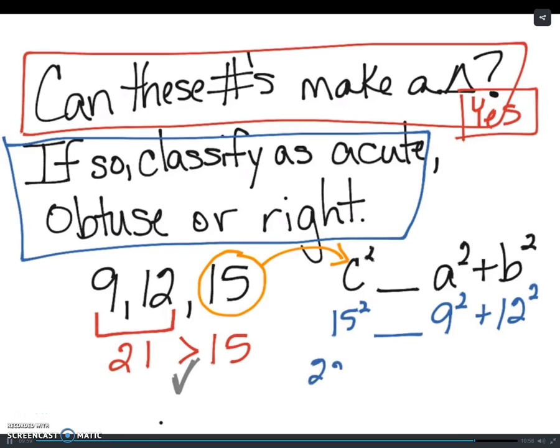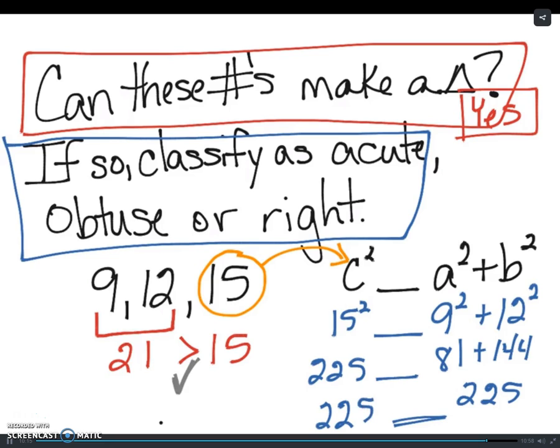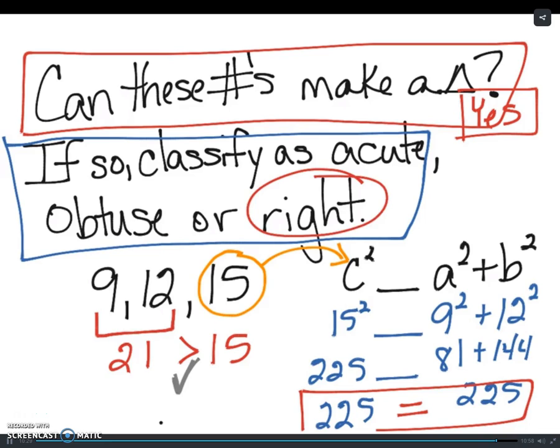And then we square them. So we get 225 here, blank. We have 81 and 144, and when we add up 81 and 144, we get 225 on this side. Okay? So what symbol would need to go here in between these two numbers? They are exactly the same, right? So our answer is they would have to have an equal sign. Okay? That would mean that this is a right triangle. So yes, it makes a triangle. The type of triangle it makes is a right triangle.